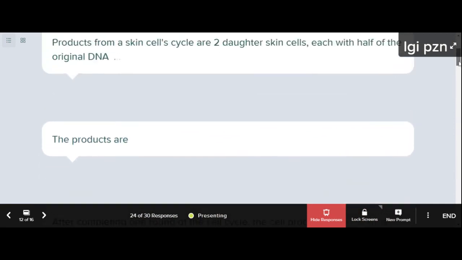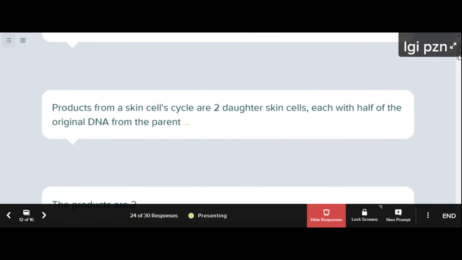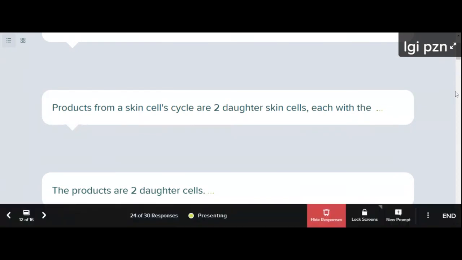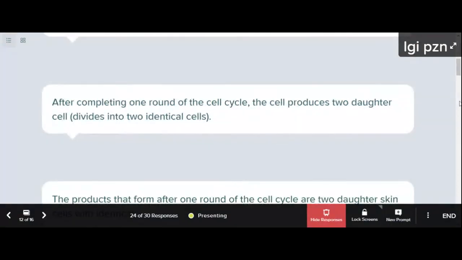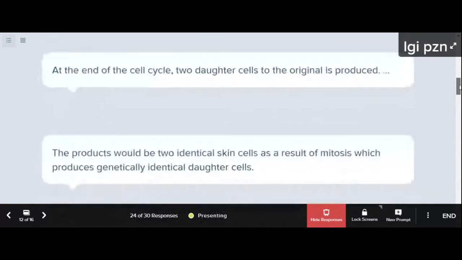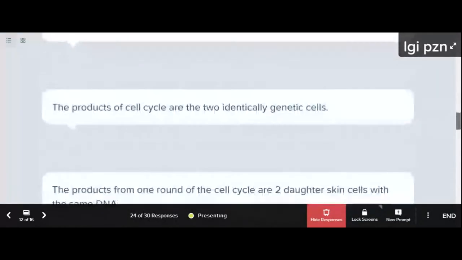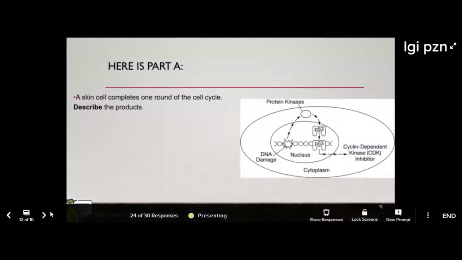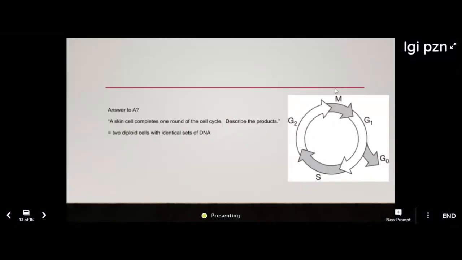Each with, not with half the original DNA, but actually with the exact same, right? Unless your skin cells wouldn't be going through meiosis, right? So it would be the same, identical, right? 2 identical daughter cells that are going to be skin cells. That's it. That's all they wanted there. That's good. The cell cycle looks like this, remember? Remember that?